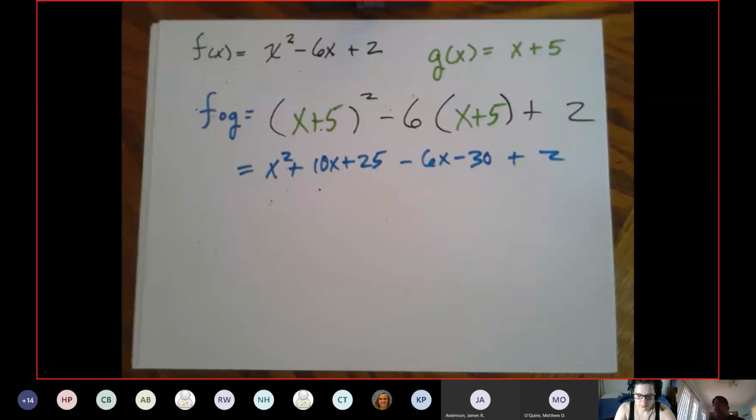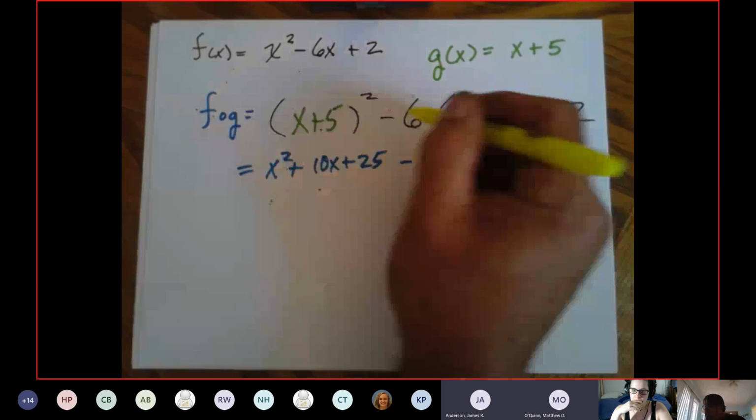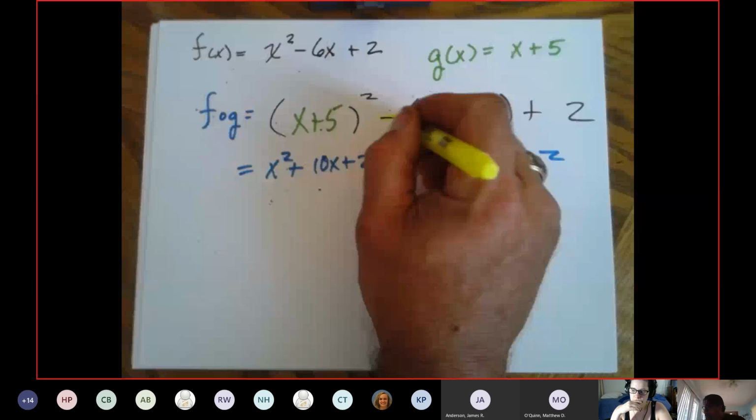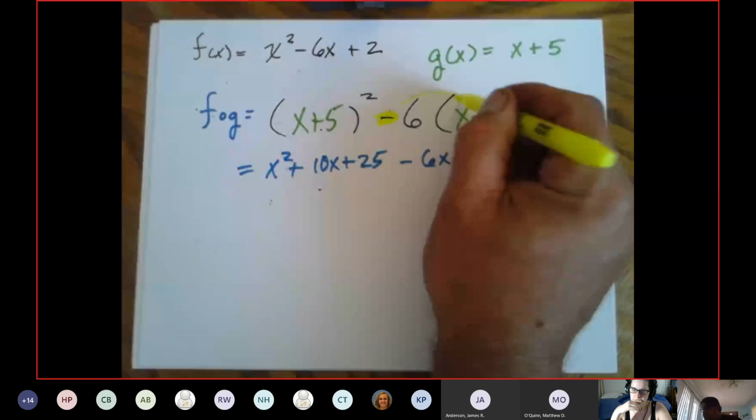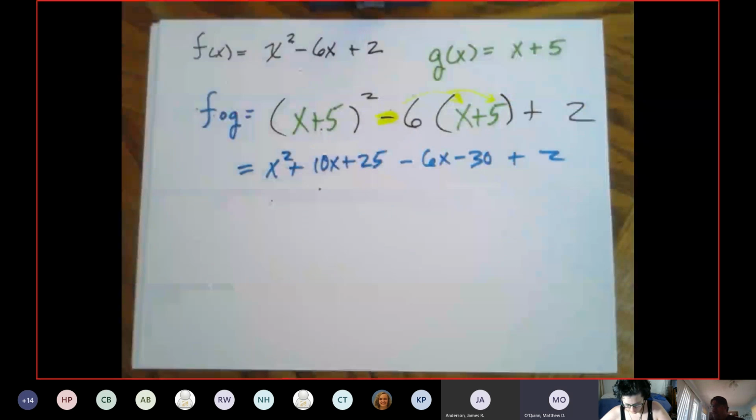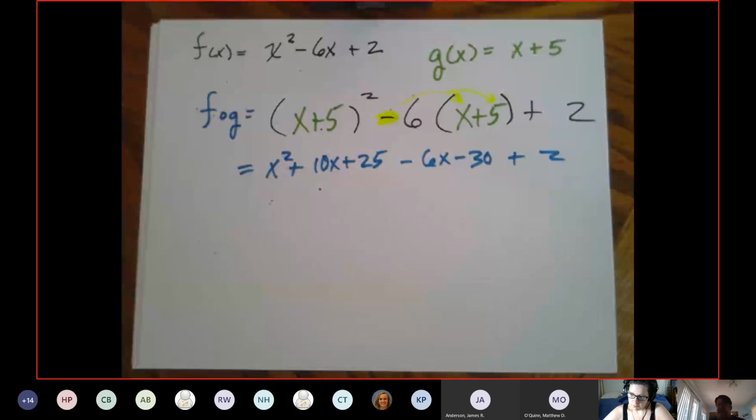Somebody tell me where the biggest mistake maker is in this problem. The x plus 5 squared? Not necessarily. That's number 2. Good job. That's number 2. Where is number 1? Multiplying the -6. Good job. Who said that? Mr. O'Quinn again. There it is. Make a note of that. That's going to get you. You've got to distribute a -6, not a 6. And that will get you on a test.